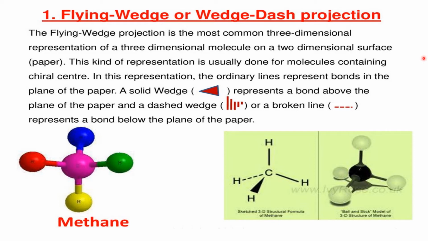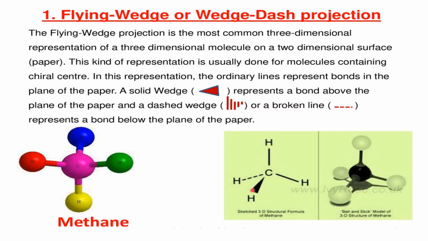Now we move to flying wedge or wedge-dash projection formula. The flying wedge projection is the most common three-dimensional representation of organic molecules. So from the three-dimensional picture to a two-dimensional picture, usually we use flying wedge projection formulas. In flying wedge projection formula, the molecule is represented with dotted lines and a solid wedge. See here, solid wedge and certain black lines.